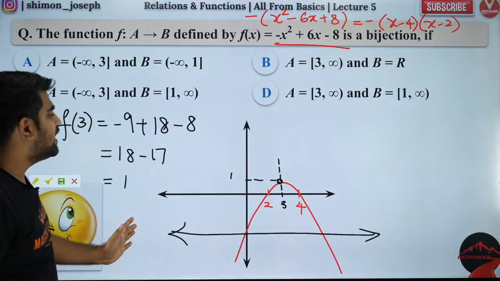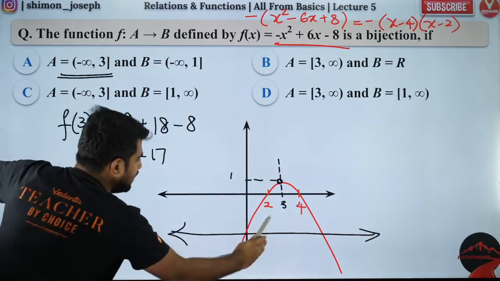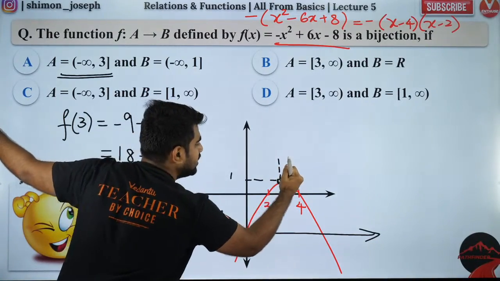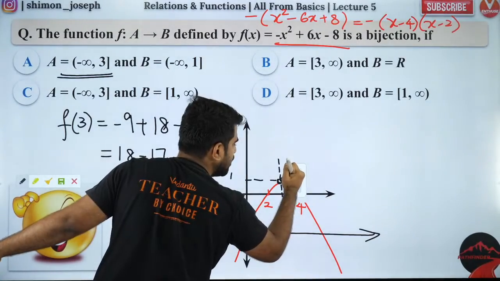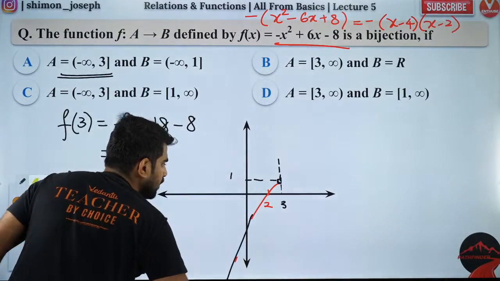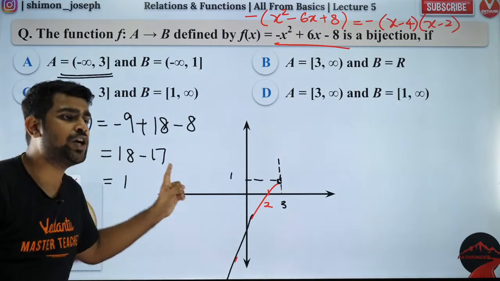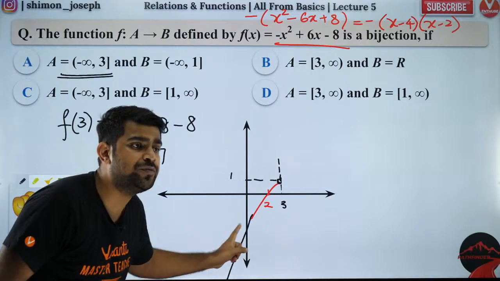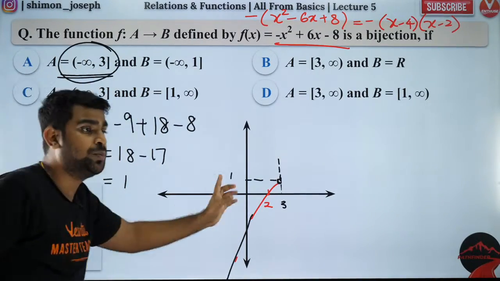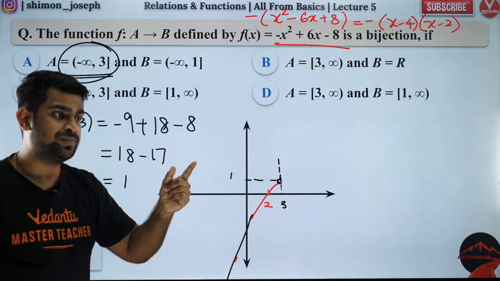So now, can I break the domain from minus infinity up to 3? From minus infinity up to 3 if I have, and forget about this portion, will it be a one-to-one function now? Yes or no? If I keep the domain as minus infinity to 3 alone, removing the other side, will it be one-to-one? Yes. I made it one-to-one.